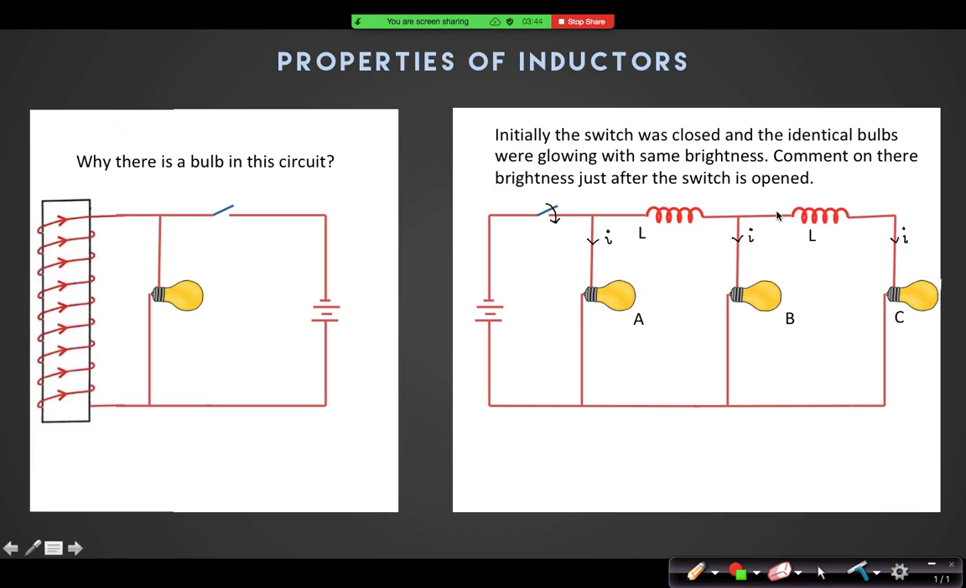Sir, have you taken the inductors to be ideal? Yes, ideal inductors. In the diagram it is given. If it was not given, and it was only written that there is a coil, then I would have thought of some resistance in series.